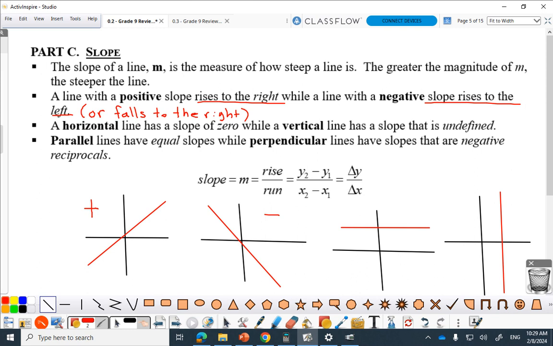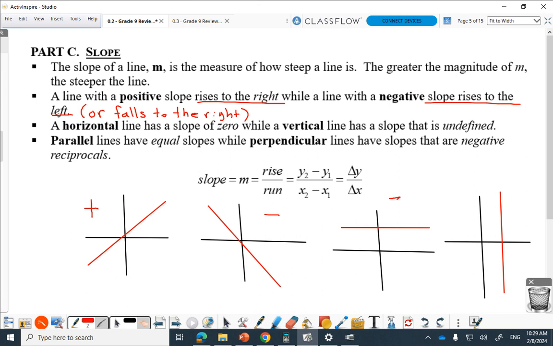Ooh, I wanted to label these before I forgot. Hang on, let me go back to my pen and label these. This was zero slope, and this one's undefined slope. We have no way of giving that a definition. Parallel lines have the same slopes, while perpendicular lines have slopes that are negative reciprocals.